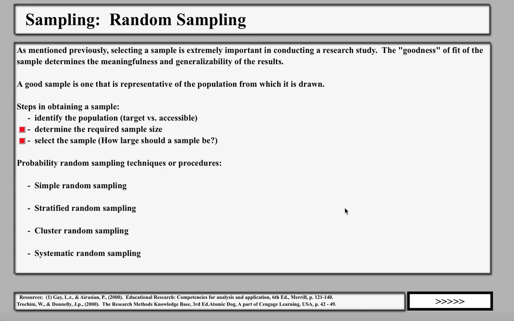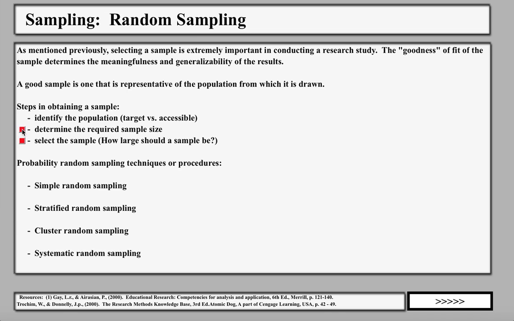As mentioned previously, selecting a sample is extremely important in conducting a research study. The goodness of fit of the sample determines the meaningfulness and generalizability of the results. A good sample is one that's representative of the population from which it is drawn. That's the most critical piece, that it's representative. Not necessarily that it has to be a large sample. A good sample, first of all, has to be representative. Steps in obtaining a sample: identify the population, target versus accessible population, determine the required sample size, and select the sample. How large should the sample be?